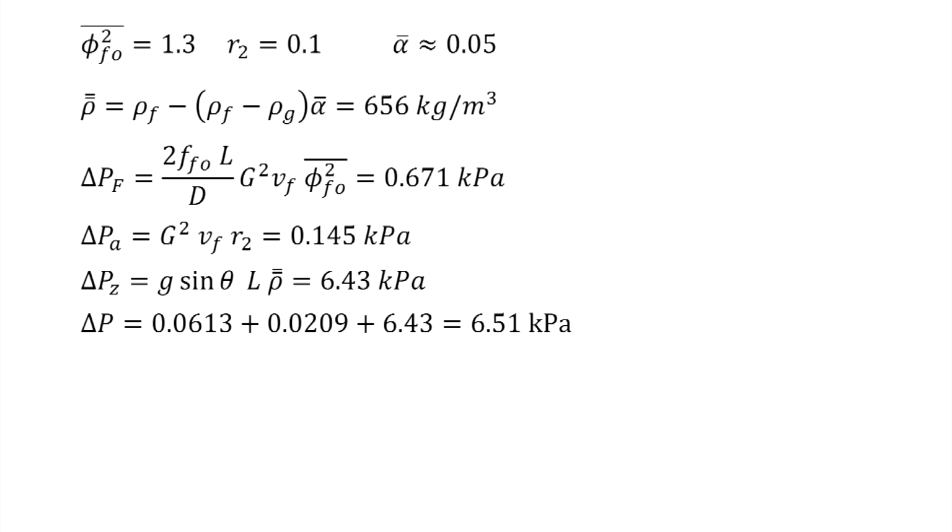So, after substituting these values, we get delta Pf equal to 0.671 kilopascal, delta Pa is equal to 0.145 kilopascal, and delta Pz is equal to 6.43 kilopascal. And then by adding these pressure drops, we get the total pressure drop delta P equal to 6.51 kilopascal.